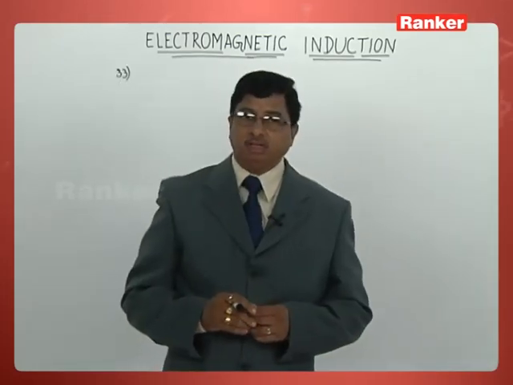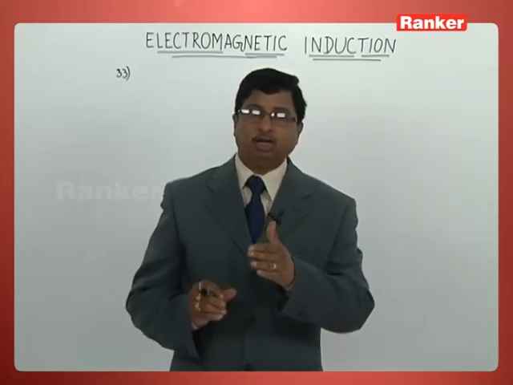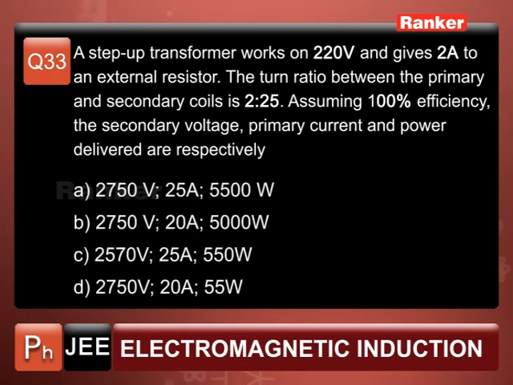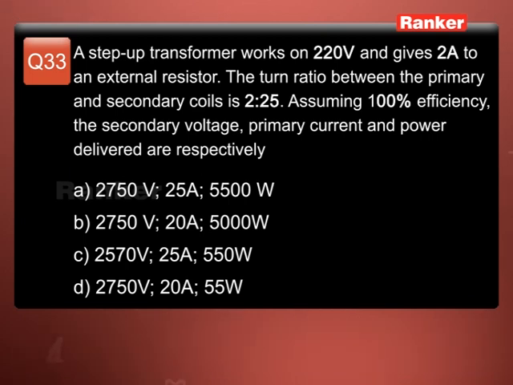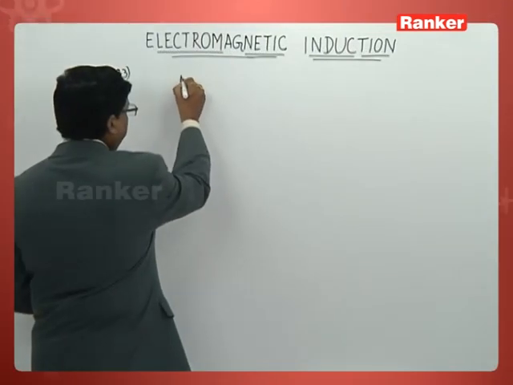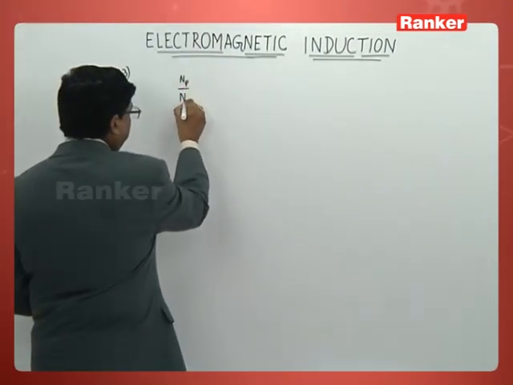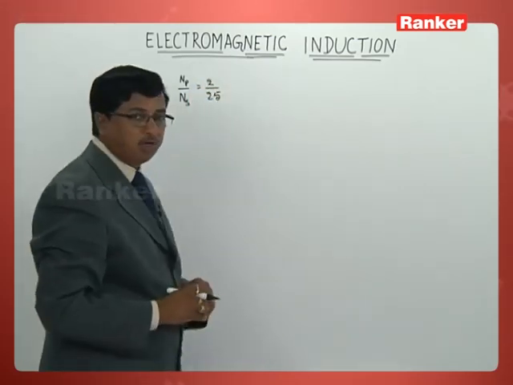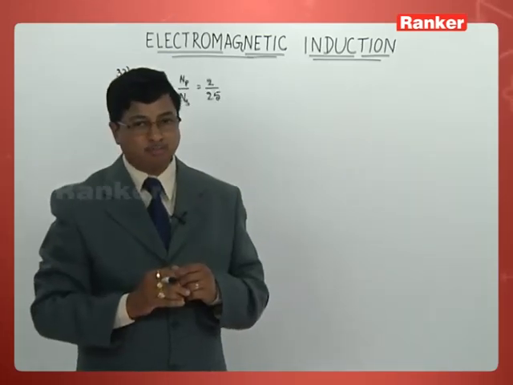In problem 33, he is talking of a transformer. A step-up transformer works on 220 volt and gives 2 ampere to an external resistor. The turn ratio between the primary and secondary coils is 2:25. Observe this particular ratio first. N primary by N secondary is given as 2/25.